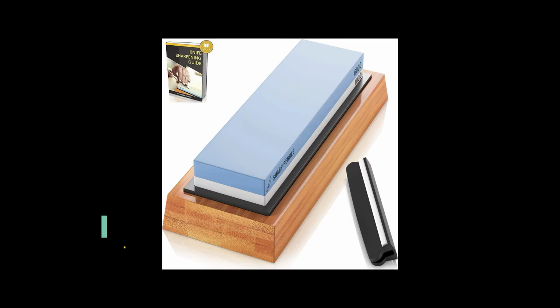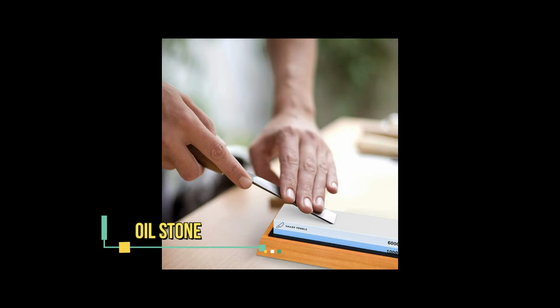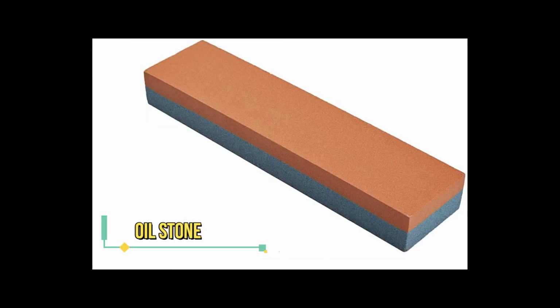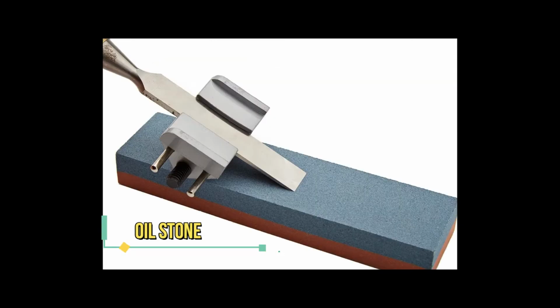The last one is oil stone. It is used for sharpening the edges of the cutting tools. They are blocks of natural or synthetic abrasives. Emery and sandstone are the natural abrasives, whereas carborundum and crystolon are the synthetic abrasives.